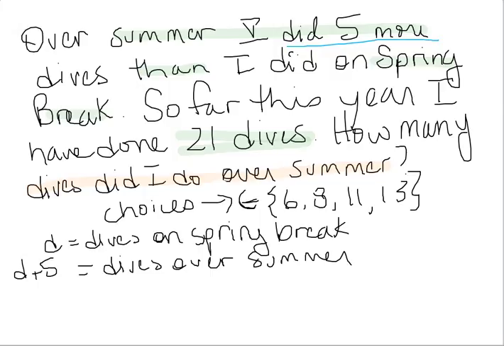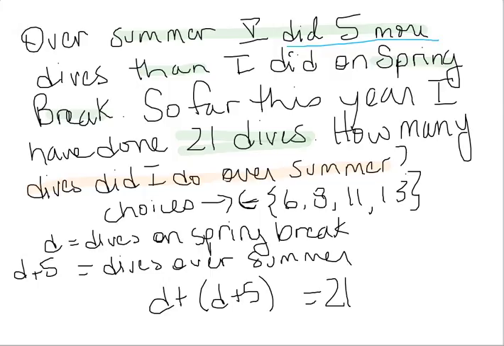And what do I know about the number of dives that I've done this year? Well, I know that they total 21. So that means I'm going to have something equal to 21. And the only time I get to dive is either on spring break or during summer. So I'm going to have D plus D plus 5. So the number of dives I did on spring break, and then the number of dives I did over summer, and that's going to equal 21.